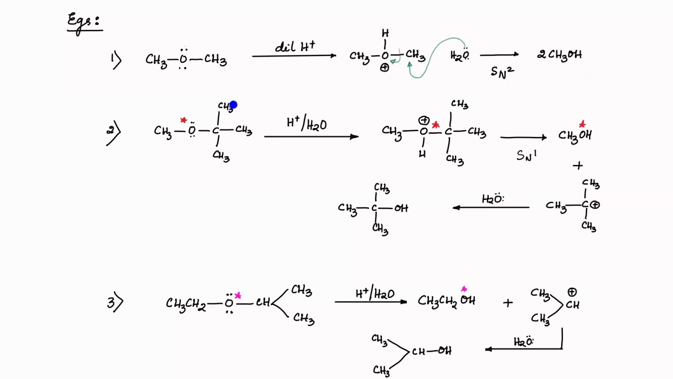If you have a tertiary carbon on one side, then after protonation the bond will break on this side and CH3OH will be separated, giving a tertiary carbocation. On that carbocation the water will attack, hence getting us a tertiary alcohol. Now imagine if this oxygen was isotopic, that would remain with the methyl, and this alkyl group will take the water coming from the solvent.